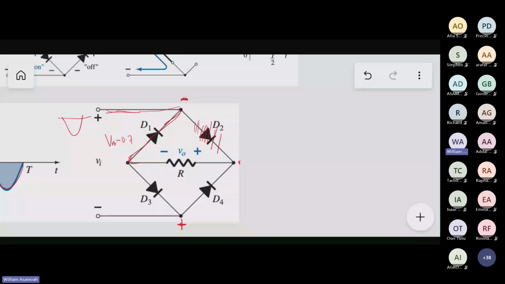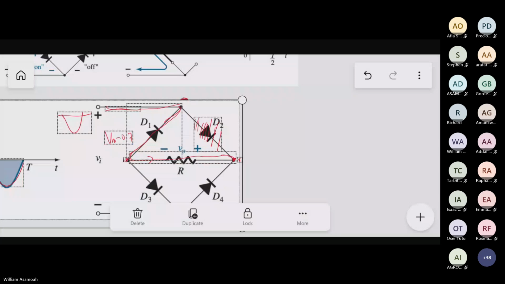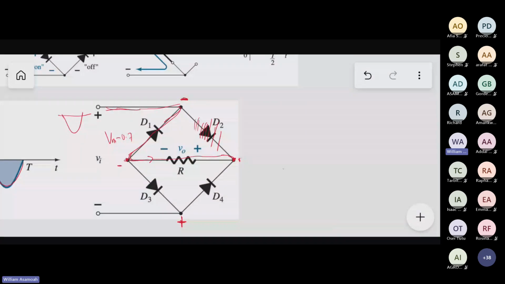Then we have the current going through this, then going through the load, and coming here. So when it gets here, now look at what happens. When it gets to this point, here is negative. This part is negative, and this part is positive. Is D3 forward biased? No, it's reverse biased. So that one too will not conduct.